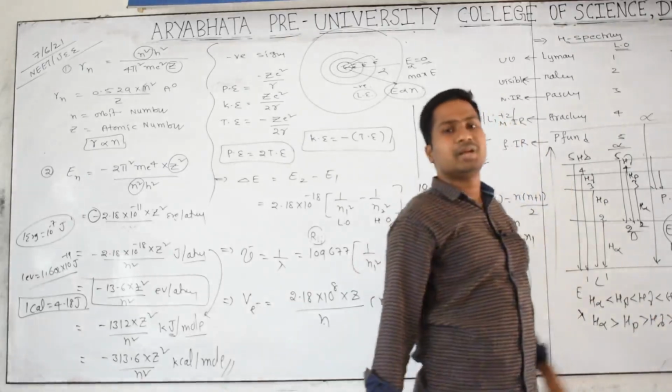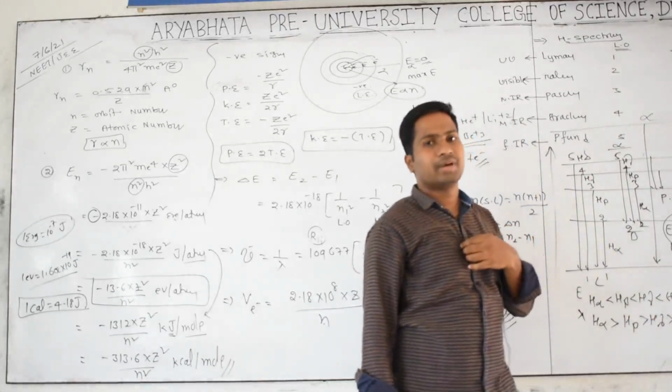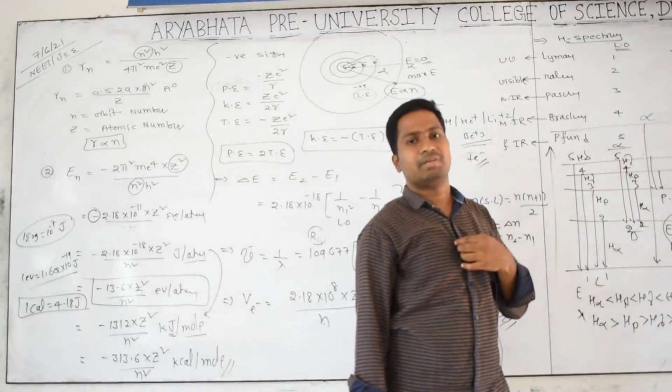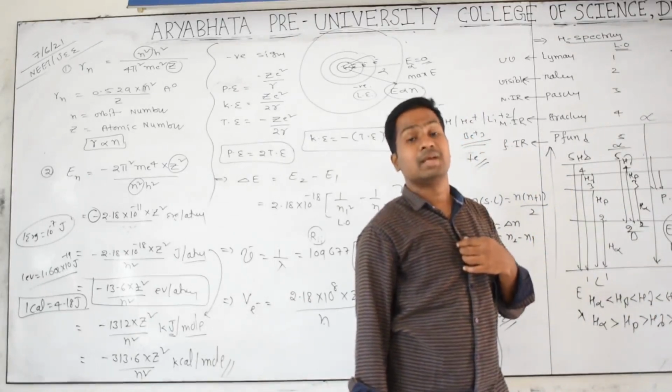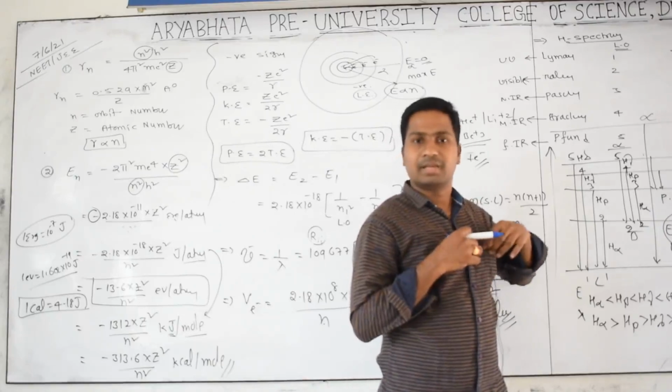What is the meaning of limiting transition? In any series, when the electron jumps from the infinite level to the ground level, then the energy will be maximum and the wavelength will be minimum. That's called the limiting transition. That's called the limiting wavelength.